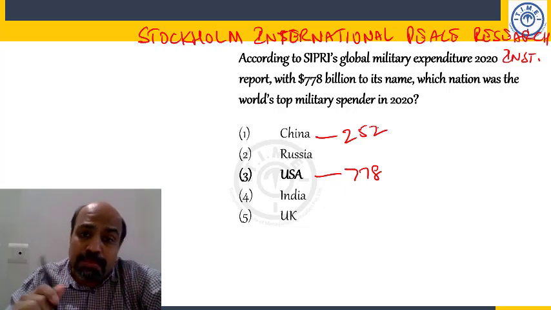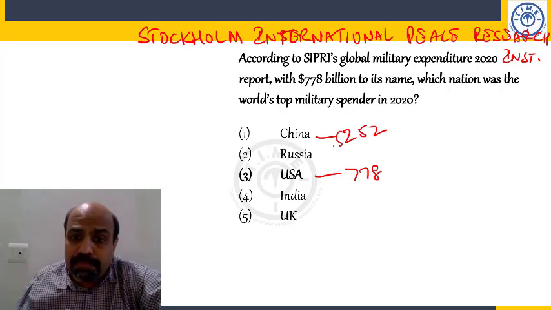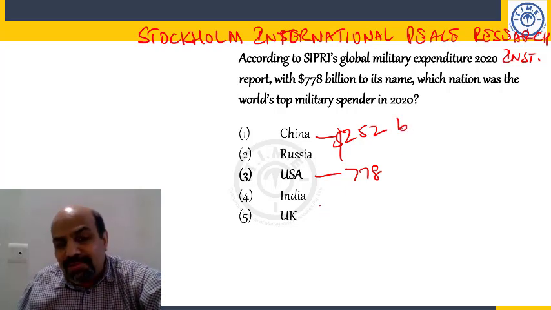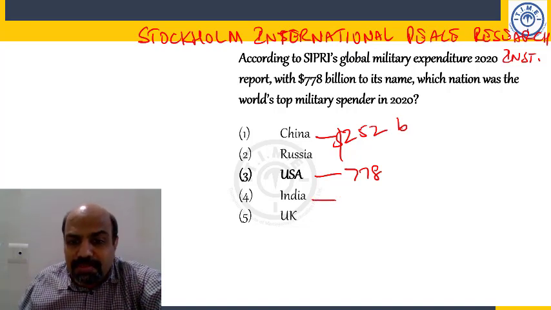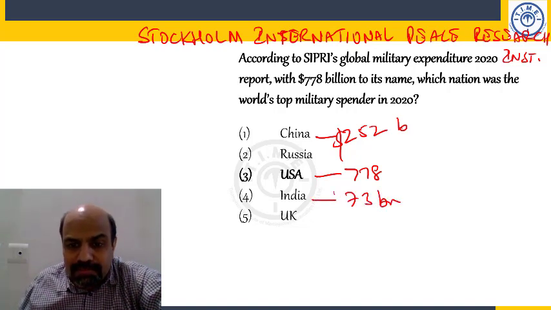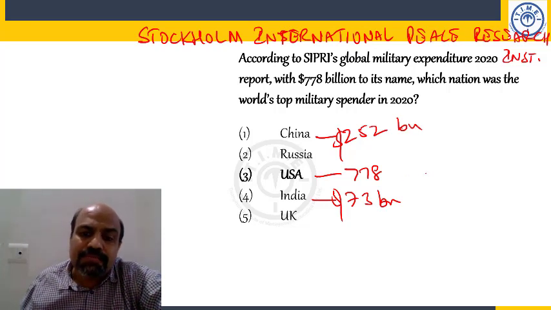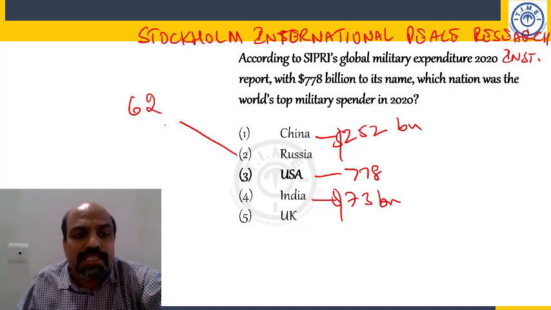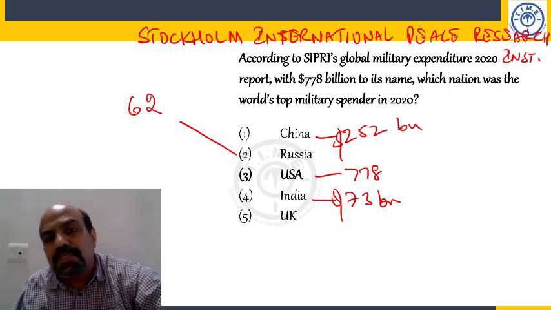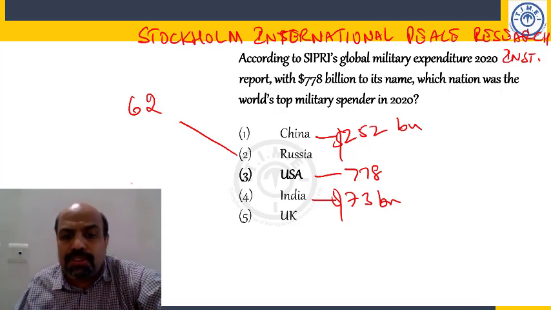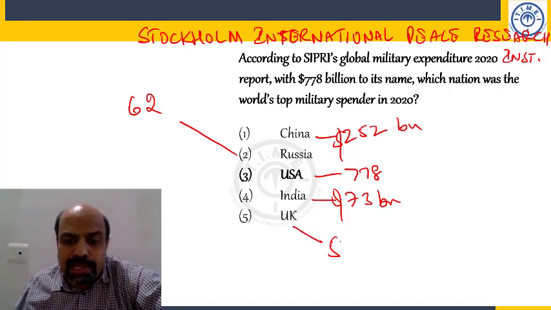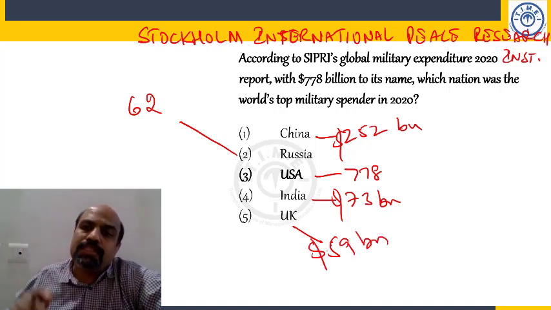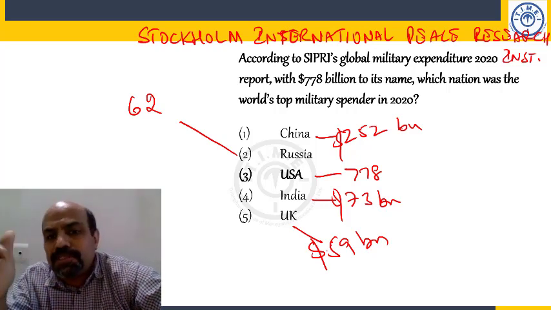We don't really know. Number two, China. This is in billions of dollars, my friends. India should be in the third place with $73 billion. Fourth is Russia, 61.7, so make it 62. Fifth is UK with 59.2, so make it 59. These are the five countries with the highest military expenditures.